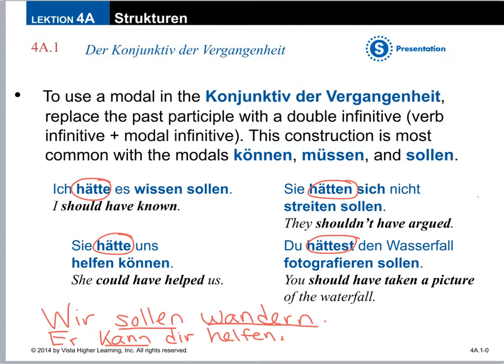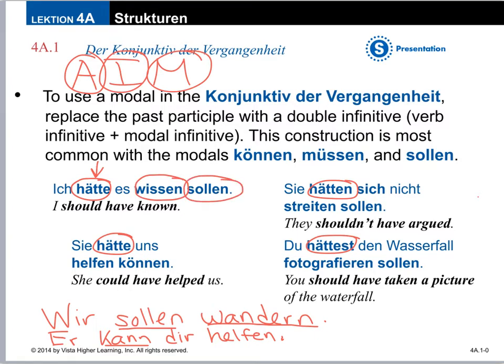The word order that you should remember when using the Konjunktiv der Vergangenheit with modals and another verb is the saying AIM. It's an acronym. So the A is auxiliary, the I is the infinitive, and the M is the modal. So we've got the auxiliary verb first, and then at the end of your sentence you have the infinitive of the other verb you used, and then your modal in its infinitive at the end. So again, auxiliary, infinitive, modal.